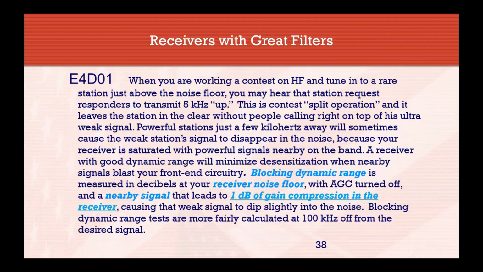The blocking dynamic range is measured in decibels at your receiver noise floor, AGC off, and a nearby signal that leads to 1 dB of gain compression in the receiver. What we're saying is the blocking dynamic range is that range from where you start with no signal and signals increase coming in, to the point that your radio AGC starts to cut the level back just a little bit when you reach the 1 dB gain compression. That's the blocking dynamic range.